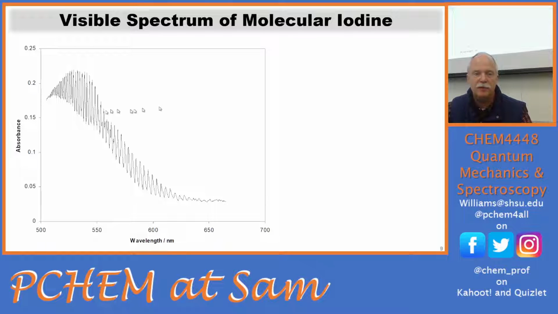And so here's our spectrum. This is the UV-Vis spectrum, really just visible. It's 500 to 700 nanometers. And you see all of those peaks. Those are the vibrational motions, the vibrational levels in iodine. And you're going to assign every one of them. It's not that bad, okay?